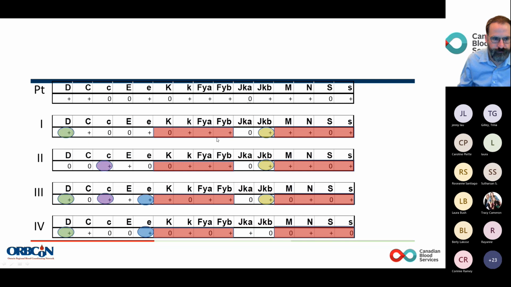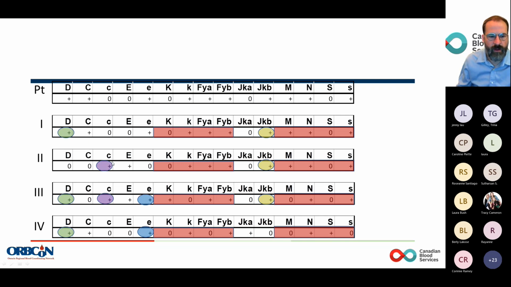And so cells 1, 3, and 4 all express D. We shouldn't be pairing any of those up with each other, because we could potentially miss a D antibody by doing that. If there's an anti-D antibody there, we won't be able to pick it up. It'll be absorbed away by these cells. So 1 and 3, 1 and 4, and 3 and 4 together aren't good options.